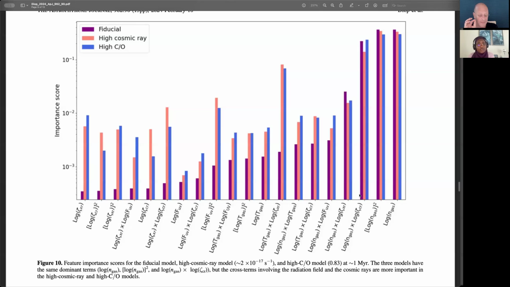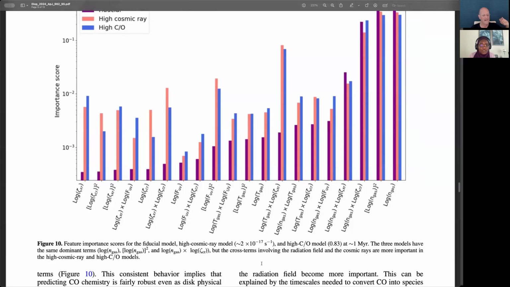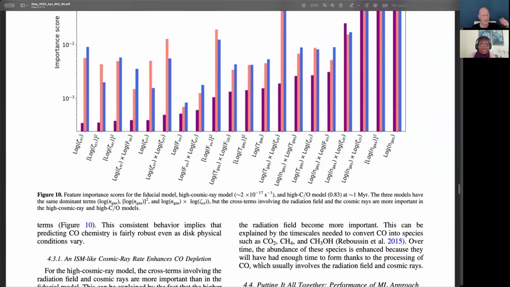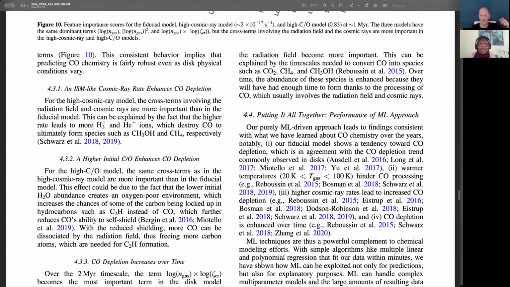Yes. And when you increase your C/O, you can help favor the production of hydrocarbons. So you have your carbon locked into CH4 instead of being locked into CO as you increase the C/O. And so we can then go to section 4.4, putting it all together.